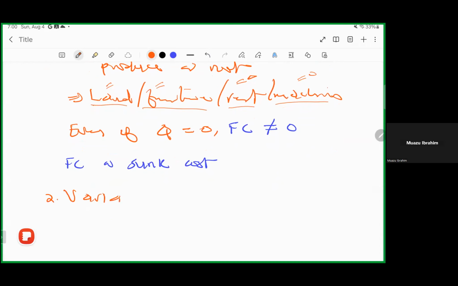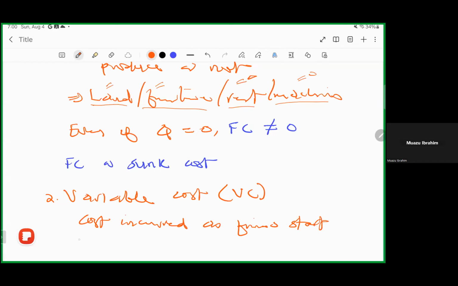That we call the variable cost, VC. So for the variable cost, it is the cost that you will incur as you begin to produce. So we are looking at the cost incurred as firms start production.